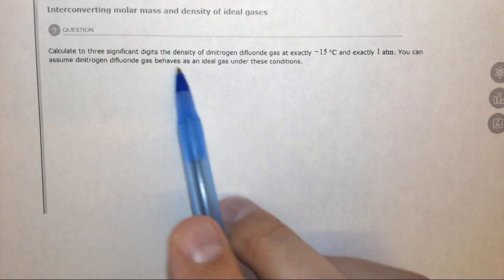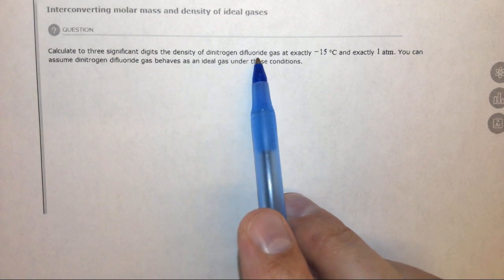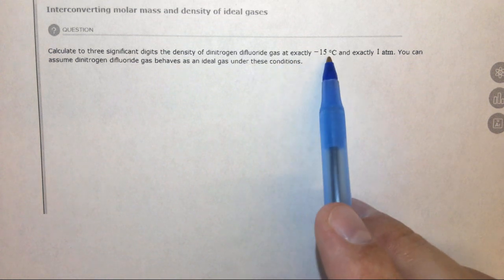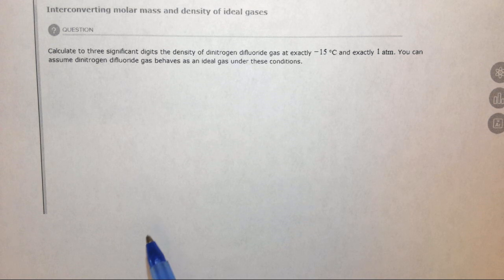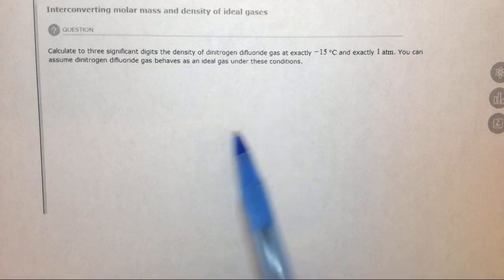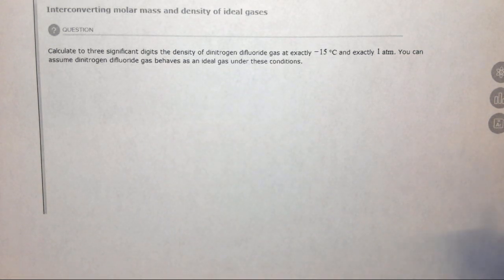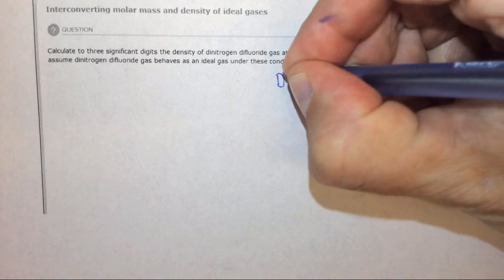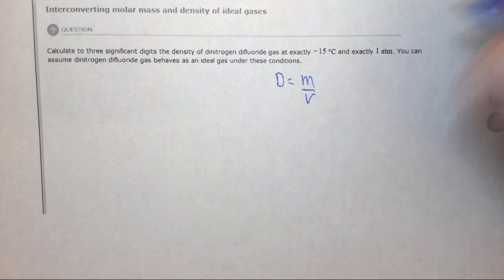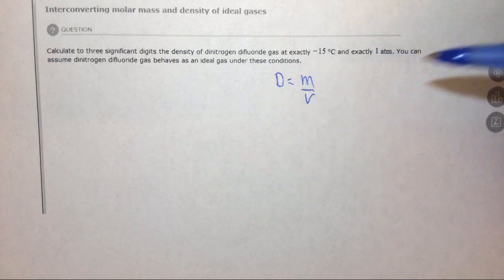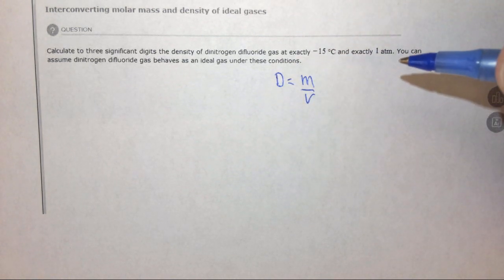This says, calculate to 3 significant digits the density of dinitrogen difluoride gas at exactly minus 15 degrees C and exactly 1 atmosphere. So this is basically a question where we have to calculate density. And if you recall, density equals mass divided by volume. For gases, usually the mass is in grams and the volume is in liters. So it's grams per liter.